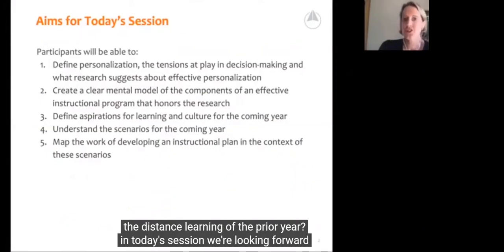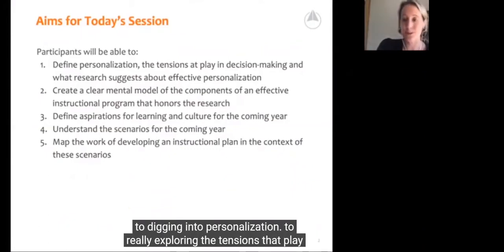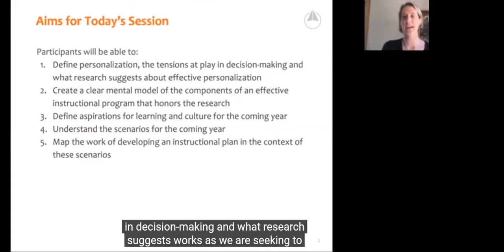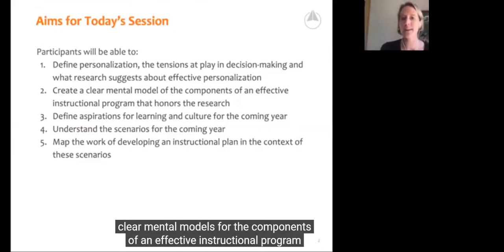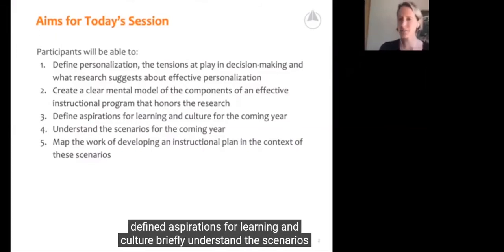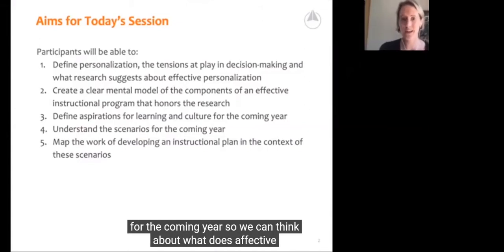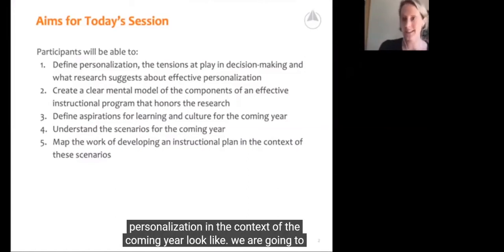In today's session, we're looking forward to digging into personalization, to really exploring the tensions at play in decision-making and what research suggests works as we are seeking to advance student learning, knowing that gaps have grown. We're looking to create clear mental models for the components of an effective instructional program, define aspirations for learning and culture, briefly understand the scenarios for the coming year so we can think about what effective personalization in the context of the coming year looks like.